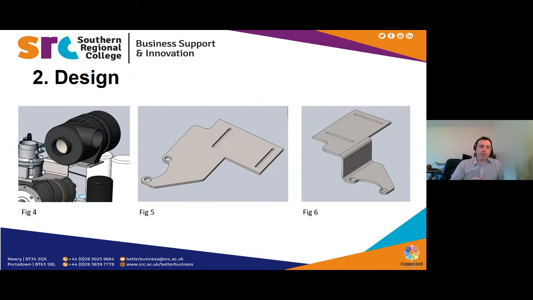This is the air filter and it sits on top of the compressor. I was able, for example, to use the compressor's own mounting holes to fit a bracket to hold the air filter in place.